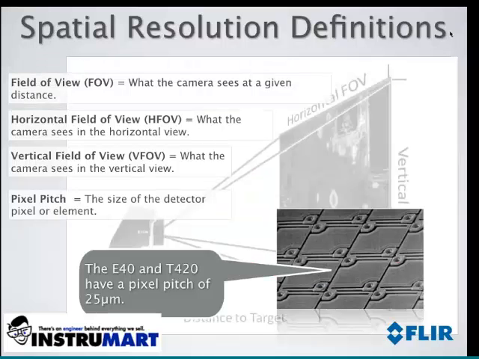Another parameter that you may hear from time to time is the pixel pitch. The pixel pitch is the size of the detector or pixel. What I have displayed here is a microscopic image of a microbolometer detector. This is the detector that is in the E40 and T420 cameras that are available from Technitool. These cameras have a pixel pitch of 25 micron.